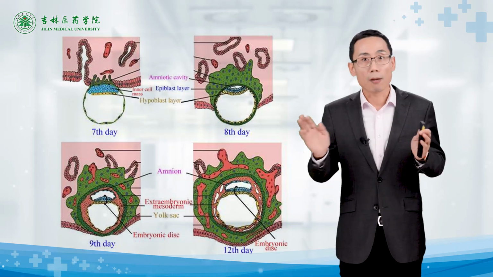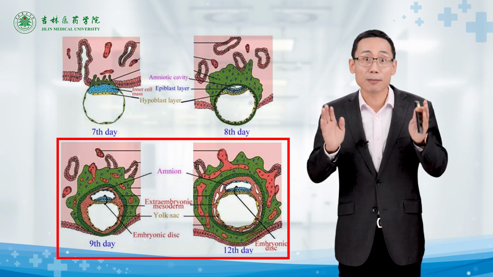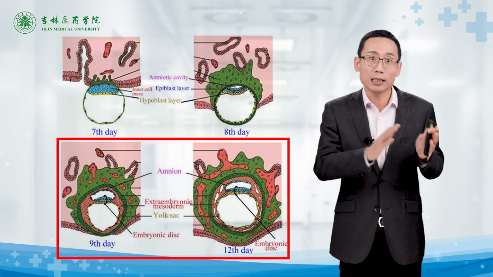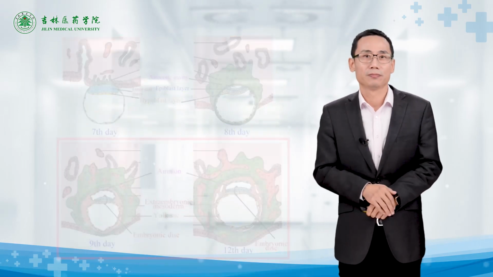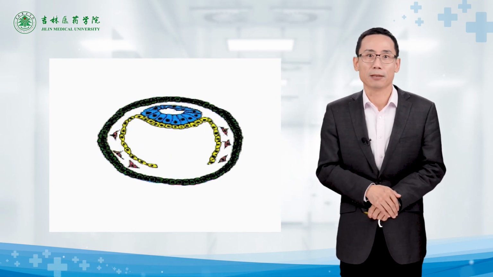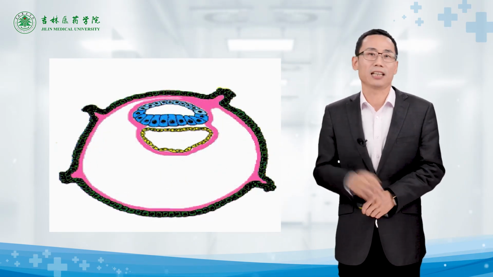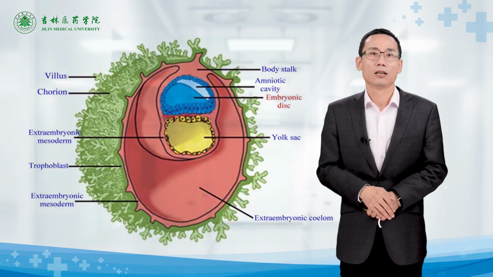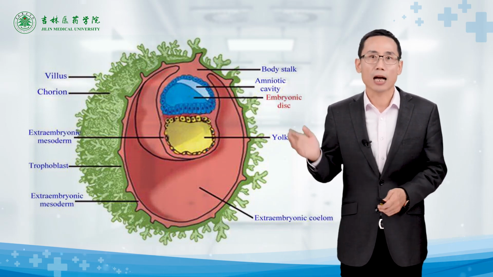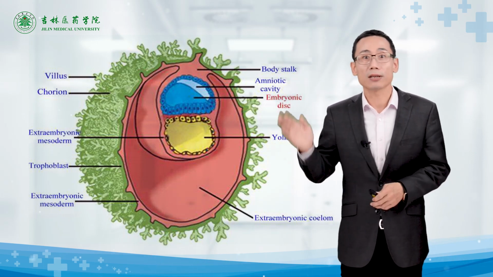From the next day to the 12th day, you can see the formation of extra-embryonic mesoderm, and on the 12th day, some small cavities are formed in the extra-embryonic mesoderm. This animation shows you the formation of extra-embryonic mesoderm. The pink part is the extra-embryonic coelom, the large cavity. In this slide, from the bottom to the top, you can see a large cavity, the extra-embryonic coelom. The yellow one is the yolk sac, the blue one is the amniotic sac.